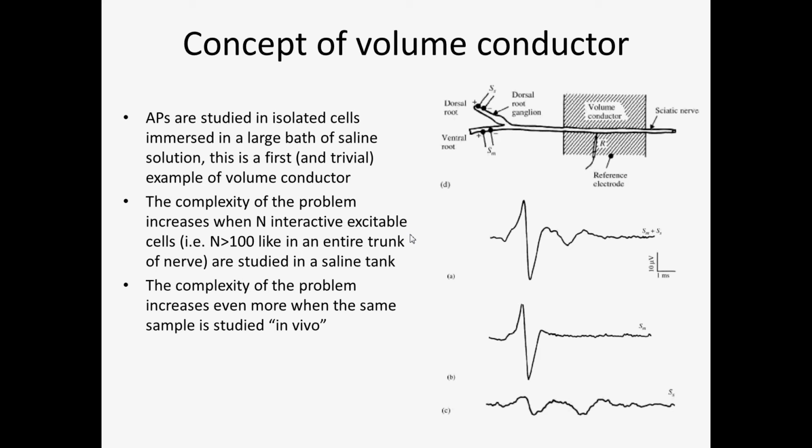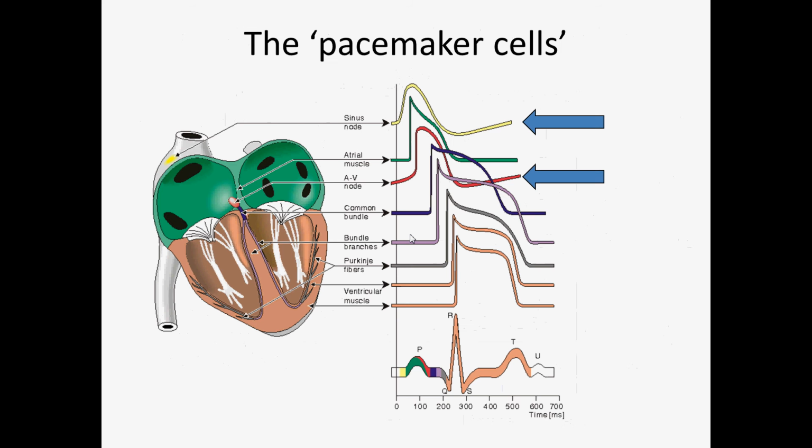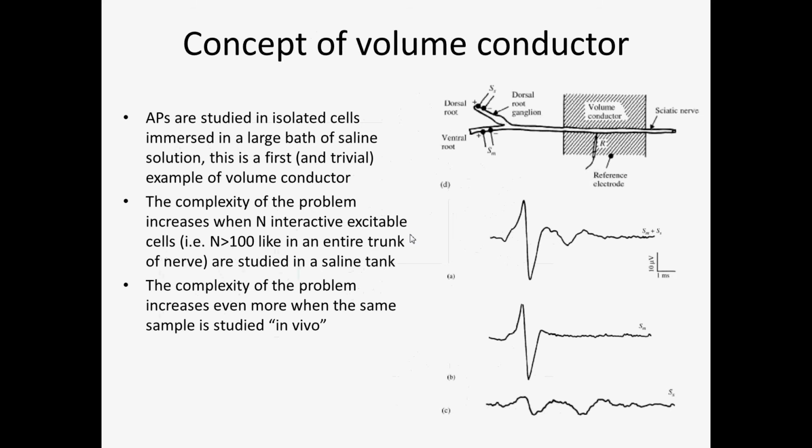So what is the experiment? You have a piece of excised nerve in a saline bath, and you can apply stimulation, and you have some recording electrodes on it. The most trivial example of volume conductor is represented by this graph over here, in which you have one stimulation electrode and one recording electrode, and they are in the same saline bath.